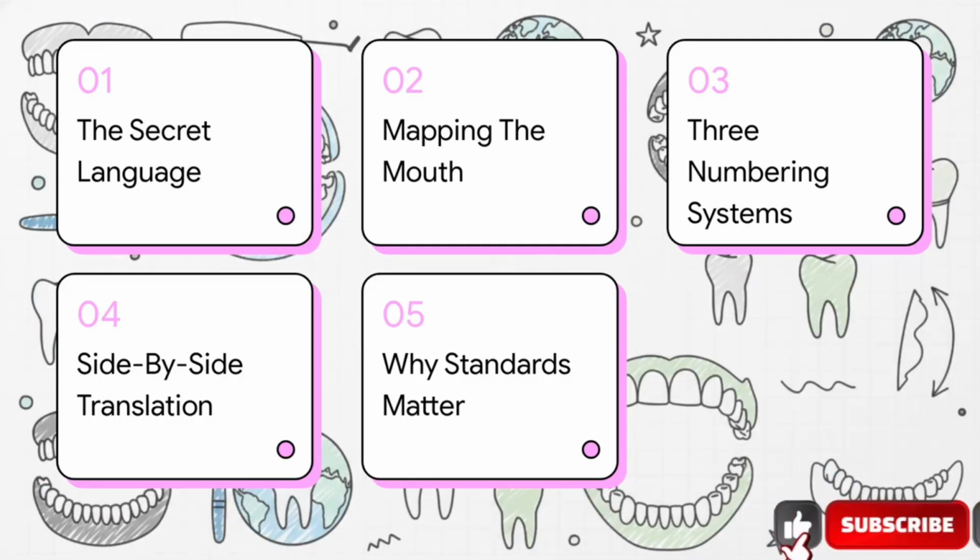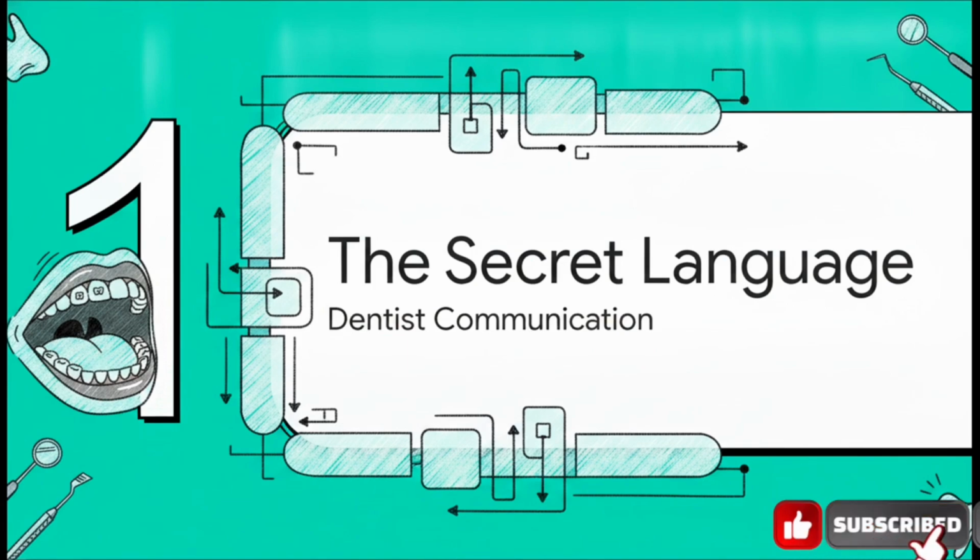Well, here is our roadmap for today. First, we'll look at the dentist's secret language. Second, mapping the human mouth. Third, the 3 numbering systems. Fourth, a side-by-side translation. And finally, why standardization truly matters. All right, let's kick things off with Section 1, the dentist's secret language.